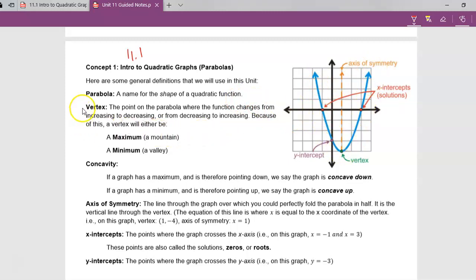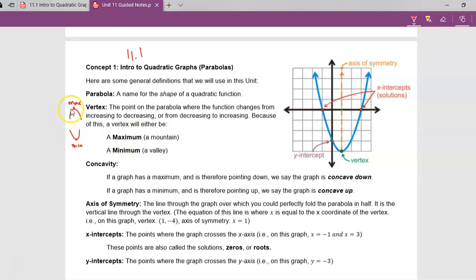Okay, the vertex is the point on the parabola where the function changes from increasing to decreasing or from decreasing to increasing. So if it goes from increasing to decreasing, remember increasing is going uphill to downhill. So if it's going from increasing to decreasing, it looks like that, and that point up there would be a max. And if it's decreasing to increasing, it would be like that, and that point right there would be a min. So that point that is right there in the center is called the vertex.